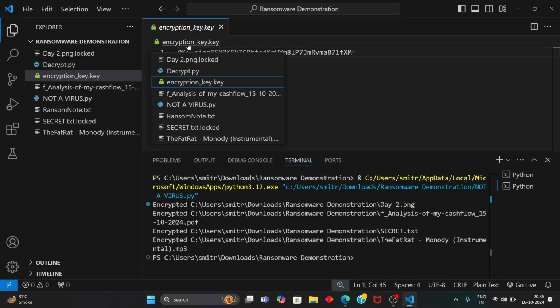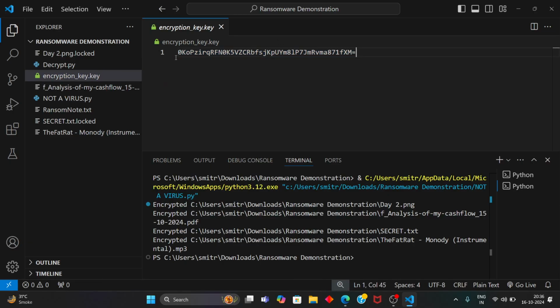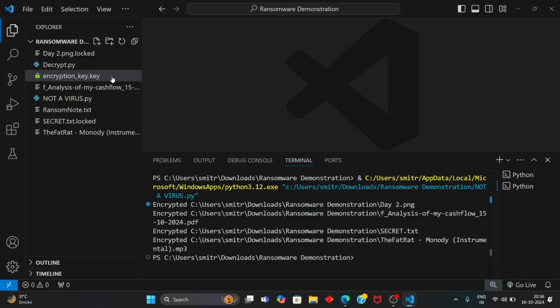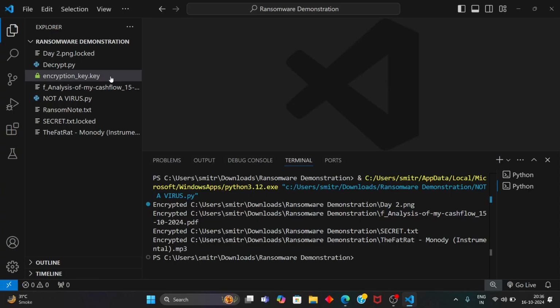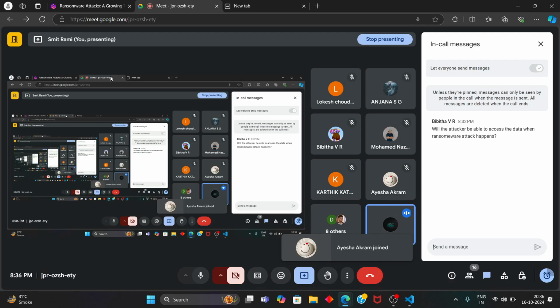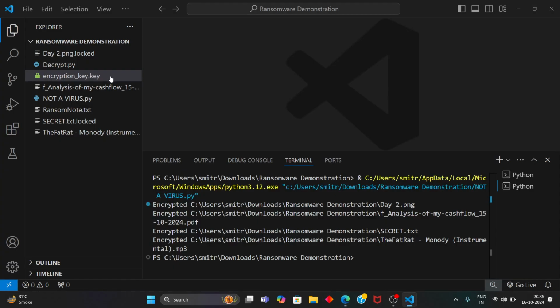So we are using symmetric encryption here. This is the single key which will be used for the encryption and also for the decryption. In this case the key is in the victim's folder or system. But in an original ransomware attack, the key isn't accessible to the user, because if the key is accessible to the user, then why would he pay you for the decryption, right? So here we have an encryption key, and all of our files here are locked.